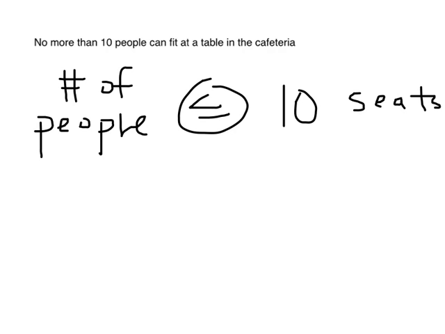They didn't give me a variable here for the number of people who can sit at a table. I'm just going to use t. T, the number of people at a table, is less than or equal to 10. Piece of cake. Your turn to practice.